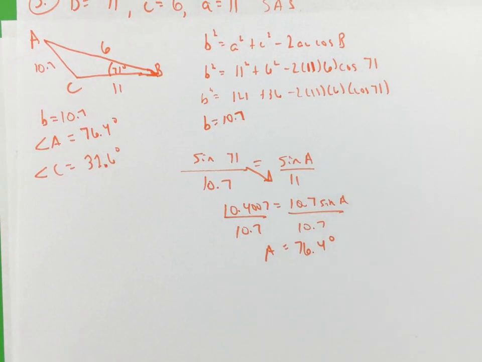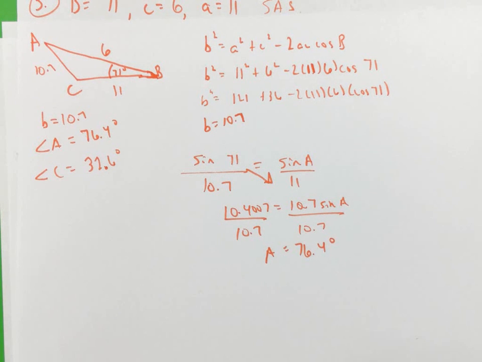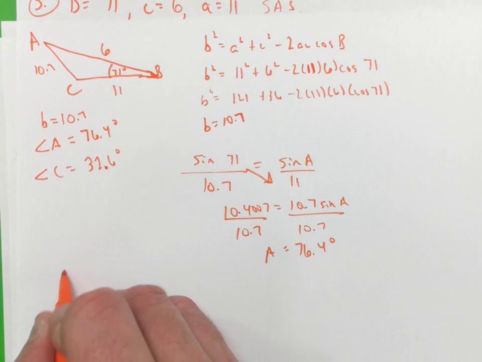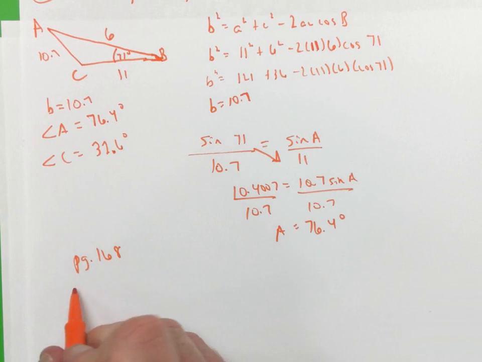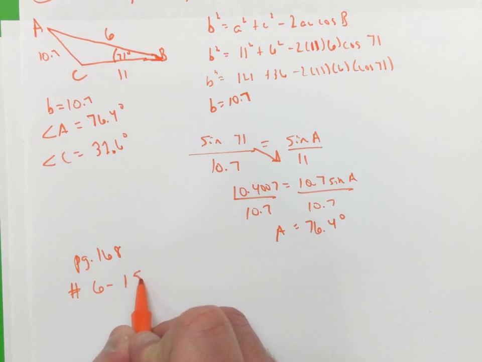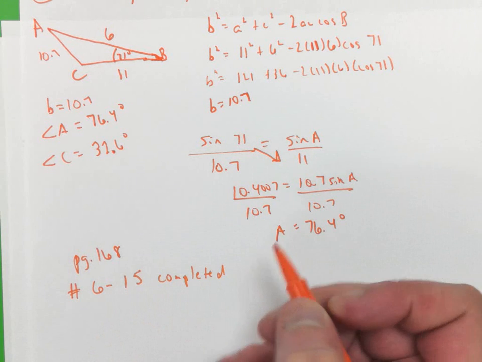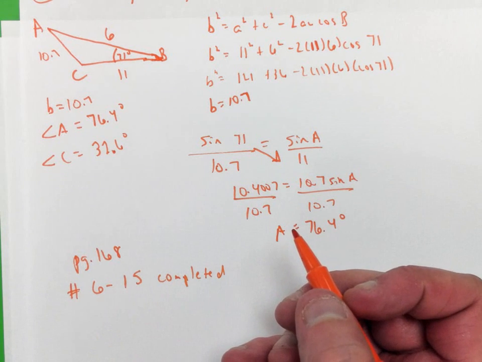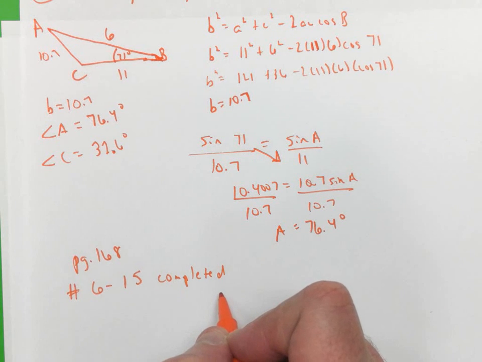The main goal of today was to give you 5 more examples on law of sines and law of cosines to make you feel better about it. And now what I want you to do is practice it. So for the remainder of the period, I want you to work on page 168, this page that we've been on, and make sure you have numbers 6 through 15 completed by tomorrow. If you got them all completed, great, you have no homework. But if you don't finish this by class, then you need to finish it for homework.